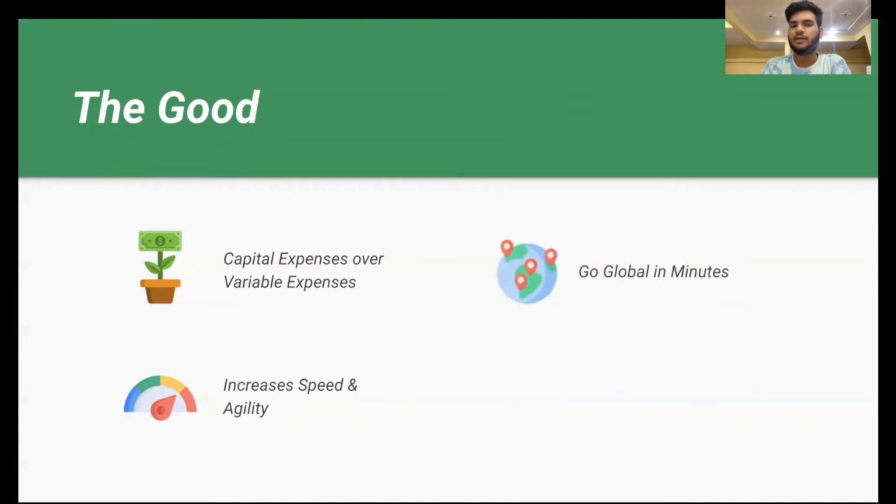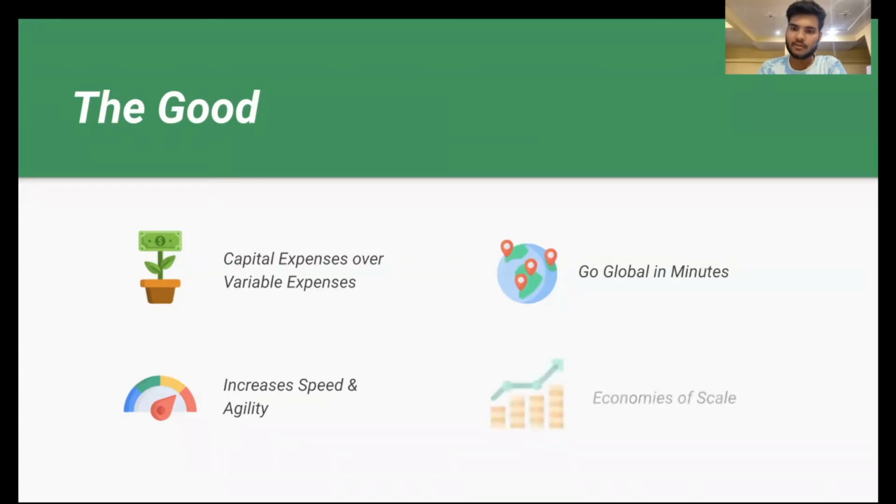The third advantage is going global in minutes. As mentioned in the previous points, you're basically renting out resources, right? So, servers are already initialized for you, and you're just renting them out. Whenever you put in a request, the server's already ready and ready to go. So, basically, going global in minutes.